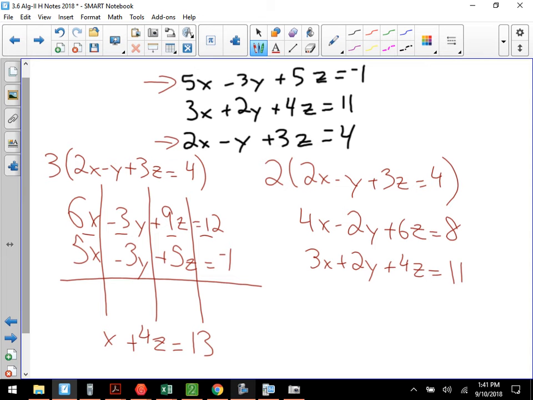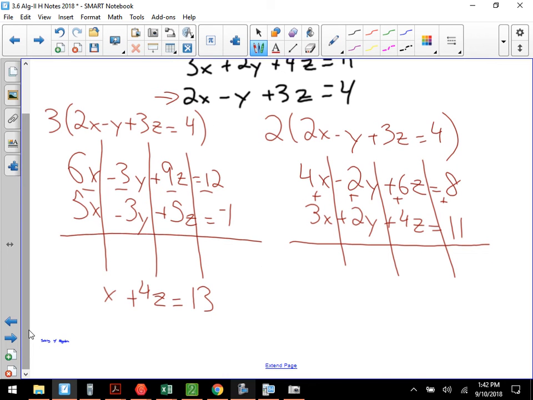You could do that if you want, absolutely. You'll get the same thing. We're adding. Guys, enough. Come on. Adding those through: 7x plus 10z is 19.